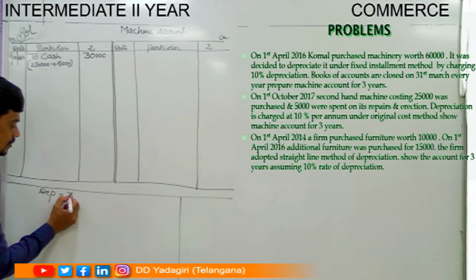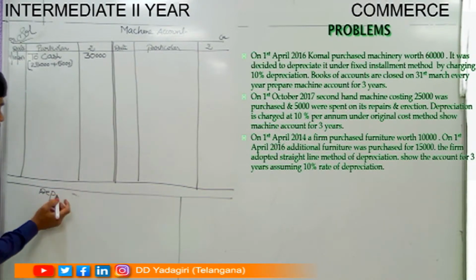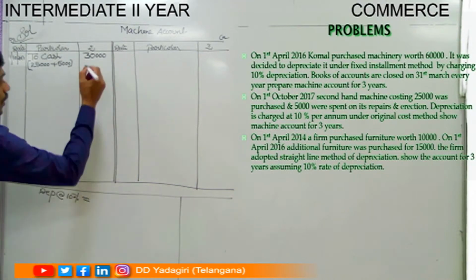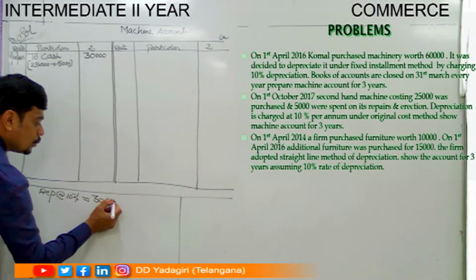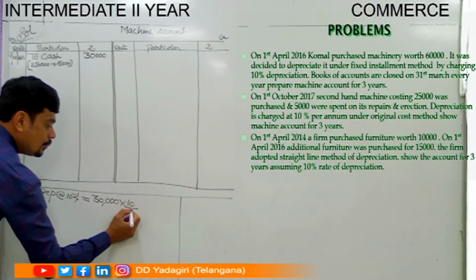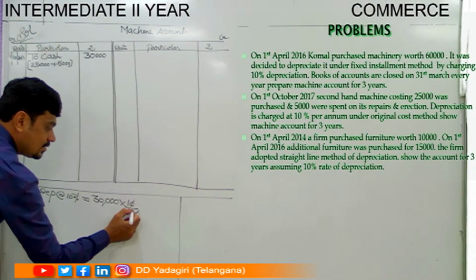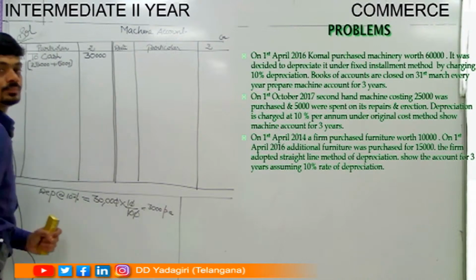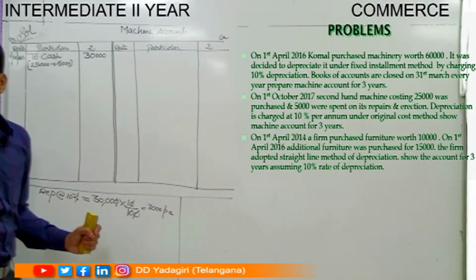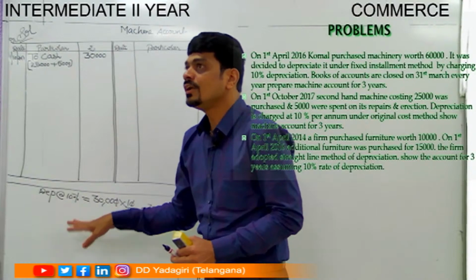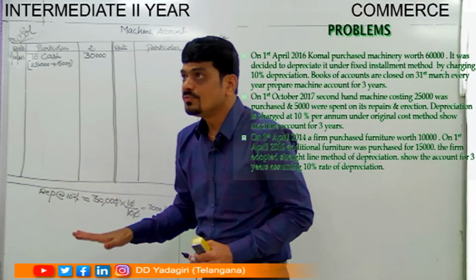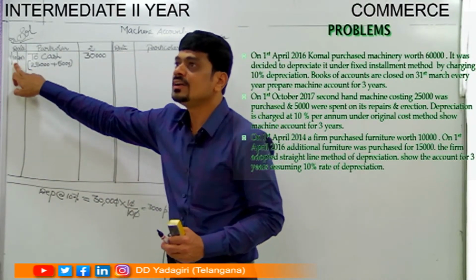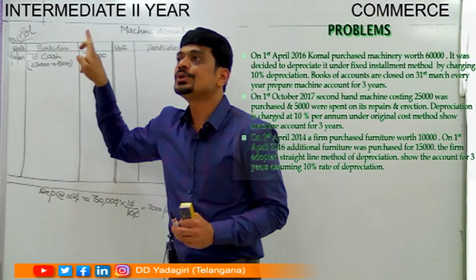How much is depreciation? Depreciation at the rate of 10% equal to how much, sir? 30,000 into 10 by 100. If we cancel, we get 3,000 per annum. But did we use the asset for 12 months? No, we did not use the asset for 12 months. We have used it only for 6 months, that is from October to March.